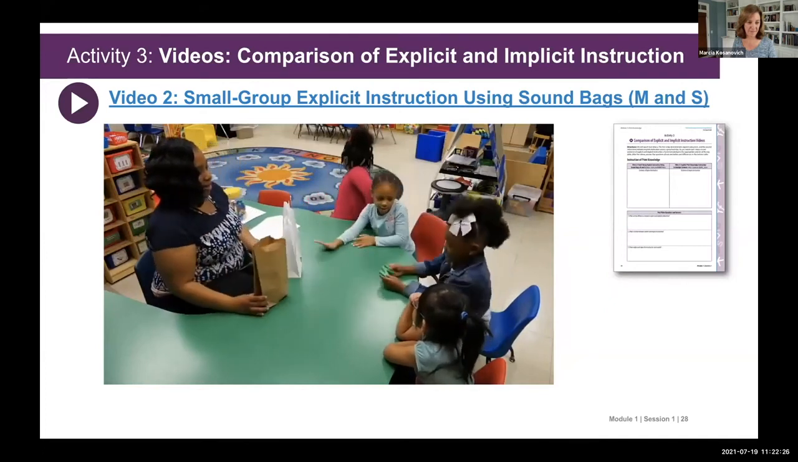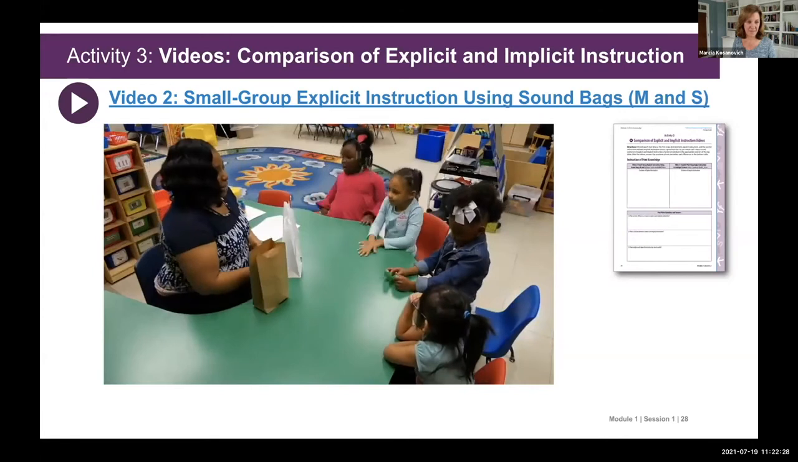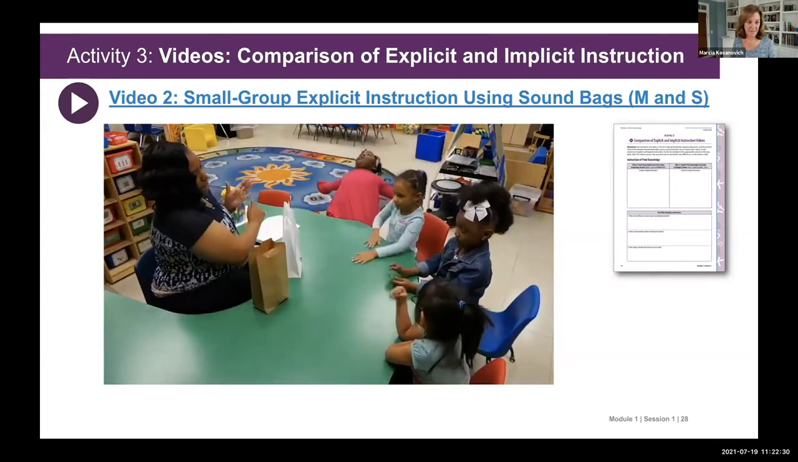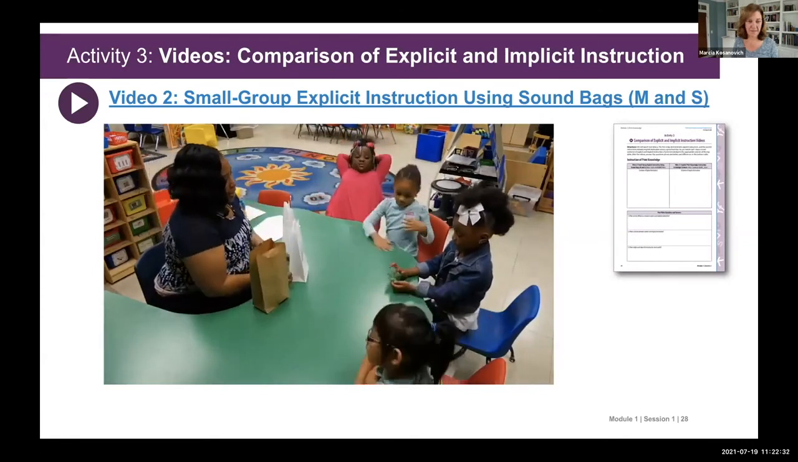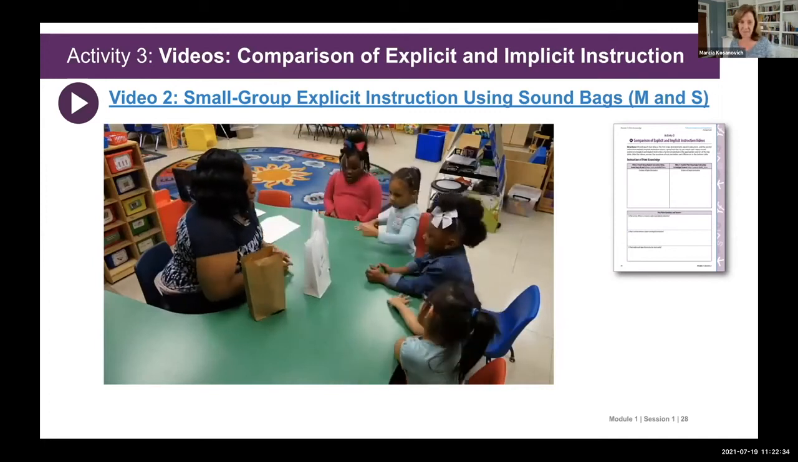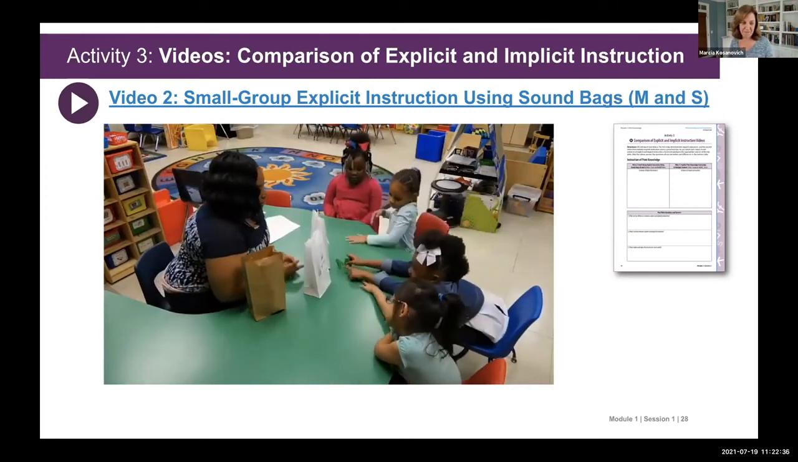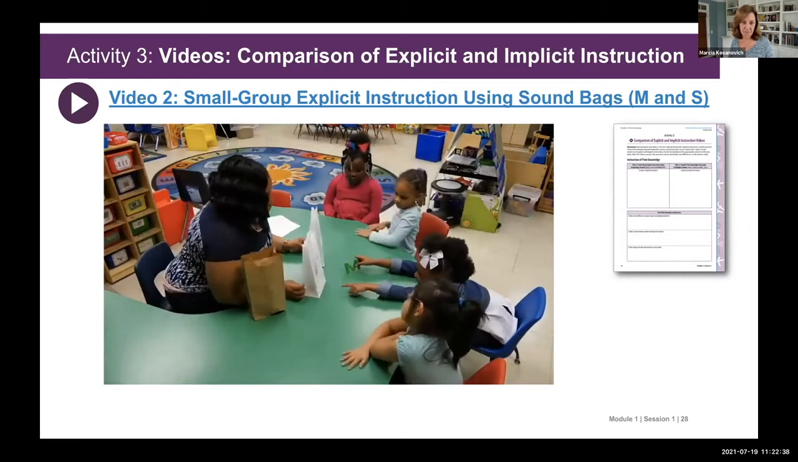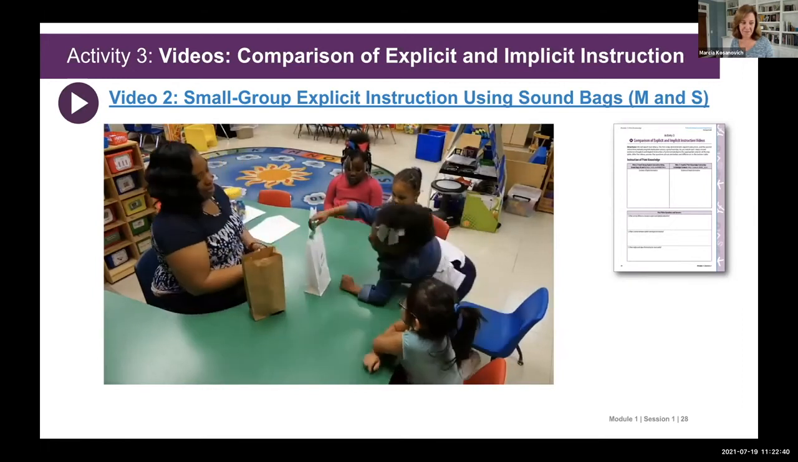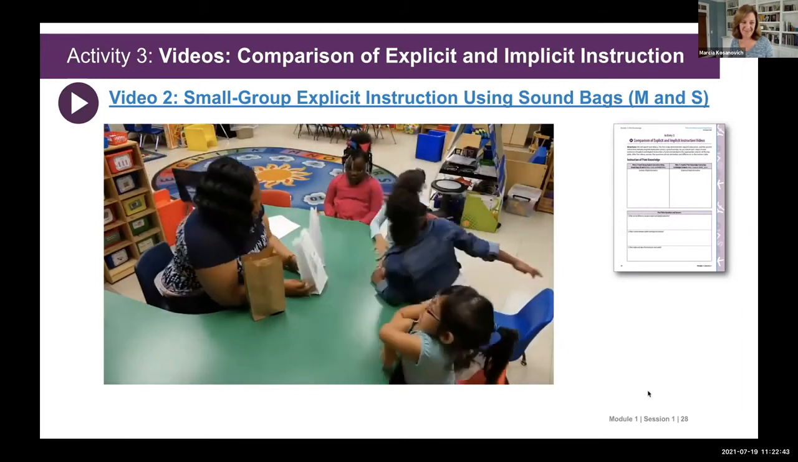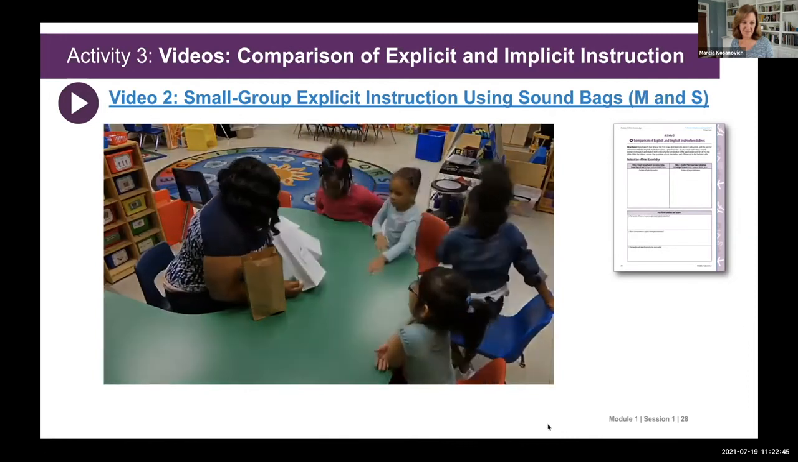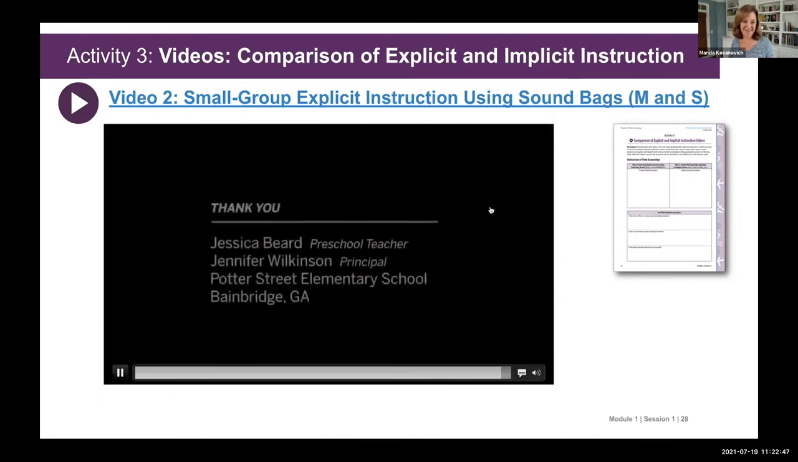Your turn, Ava. What letter do you have? M. Can you trace it with your finger and say M? Alright, and what bag would M go in? Which bag? Put it in there. Good job. I think we have sorted our S's and our M's.